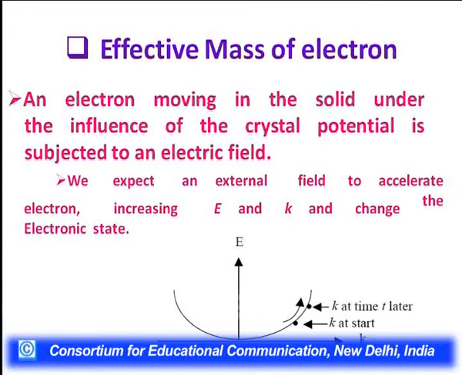so that it will change its electronic state. Here we define by the diagram that on this side we are defining the energy and on this side the propagation constant. At the start we have K, and after time t the value of K will be changed, and this parabolic curve we will get. This is the effective mass when we apply the electric field or external field to the electron.